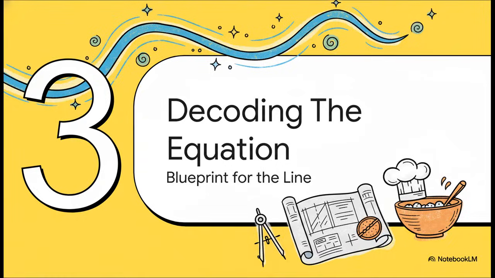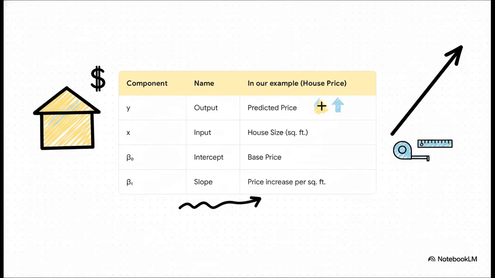Okay, so how do we actually describe this magic line? We use a pretty simple equation. And hey, don't worry, this isn't going to be some scary math class, I promise. The best way to think about this equation is like it's a blueprint or maybe a recipe for making our predictions. This table lays it all out for us, nice and neat.